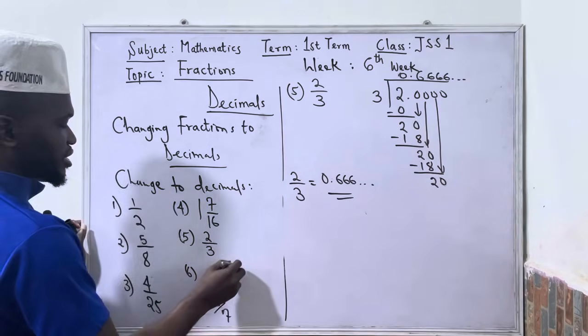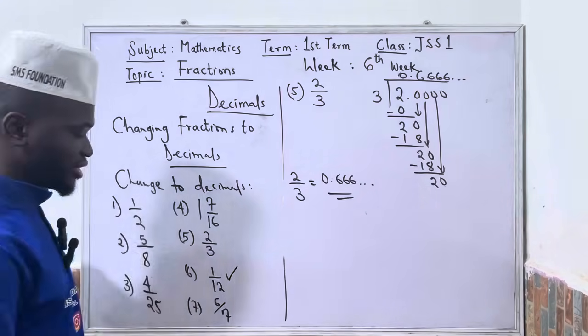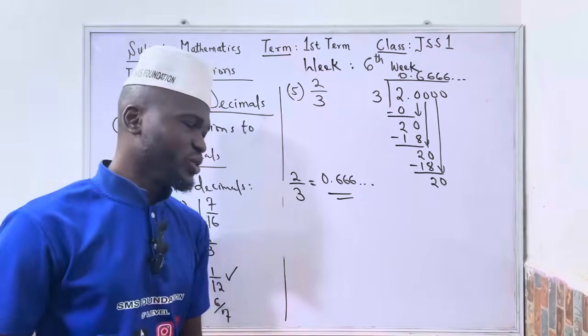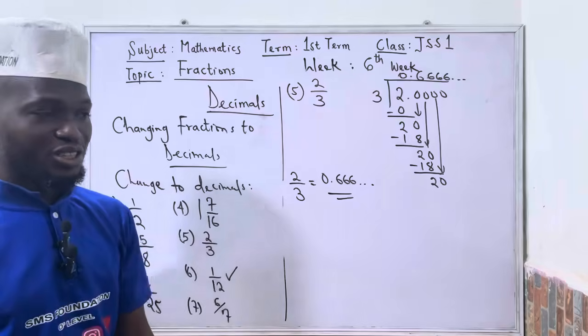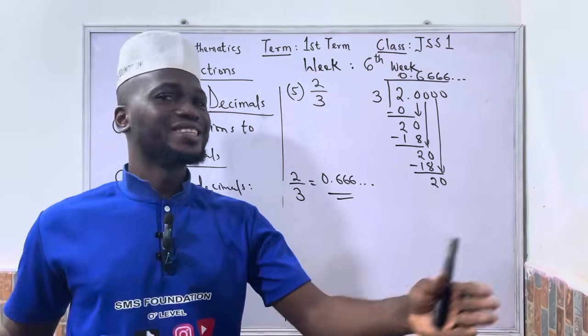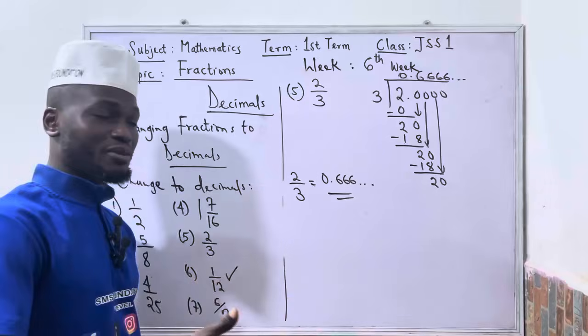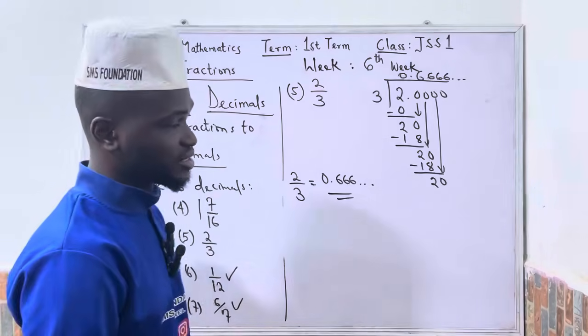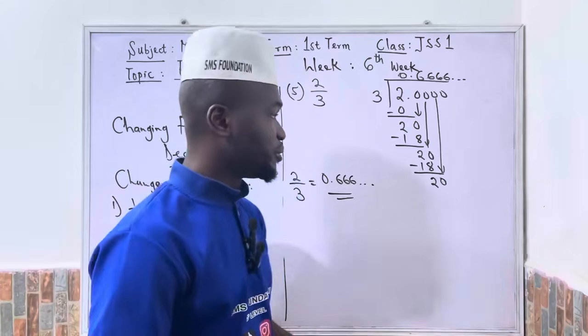I want you to try number 6 and 7. Number 6 will also lead to a recurring decimal, and number 7 too will lead to a recurring decimal. But you have to be careful with number 7. Before you get your first repetition, you will do up to 6 decimal places before you get to your first repetition. Try number 6 and 7. Drop your answer in the comment section.